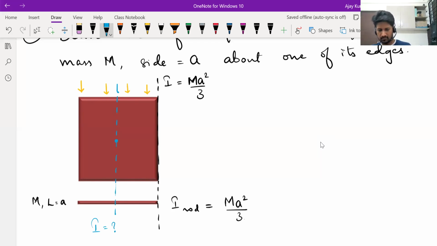ml square by 12, sir. It will be ma square by 12, correct? Because this axis becomes the perpendicular bisector of the rod. Fine. And for a rod about its perpendicular bisector, it is ml square by 12. Here the length is a, so it becomes ma square by 12. Okay.